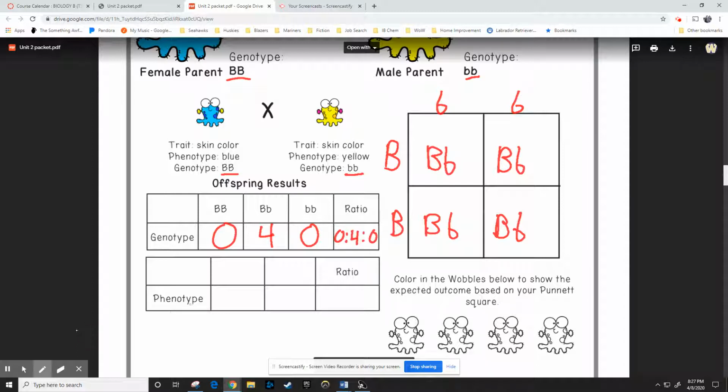For phenotypes, right? Phenotypes are what it looks like. So we would say it could look either blue or it could look yellow. And we'd say, well, yellow is recessive. So if you have a dominant allele, if you have a capital B, you should show that dominant trait. So we would expect to see 4 blue and 0 yellow, for a ratio of 4 to 0. You could then come down here and color your little wobbles. I'm not going to color all of them because it would take too long, but that's what we would expect.